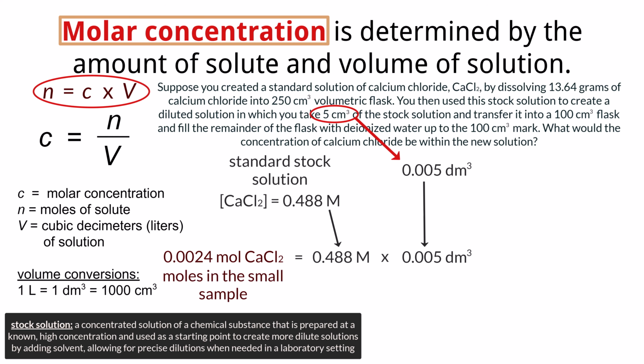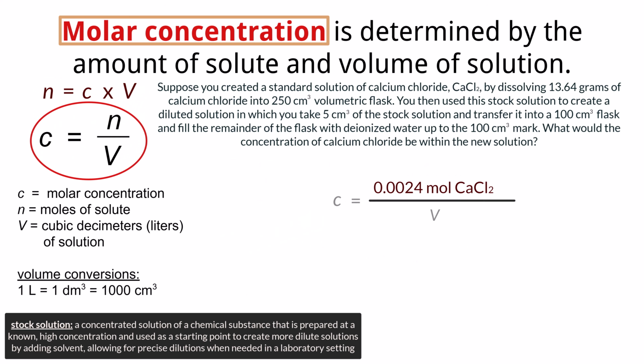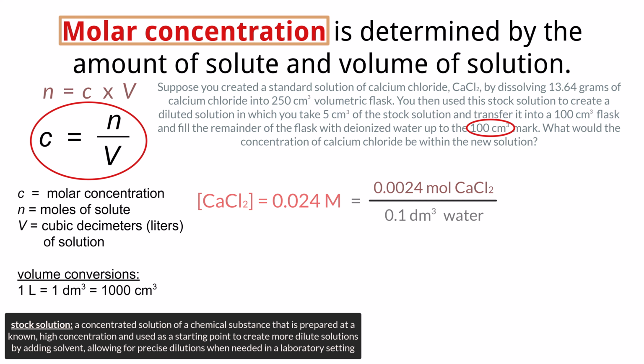When we dilute this sample with deionized water, the moles of solute does not change. So we can keep this value constant and use it to find the molar concentration of the new solution with the new volume. So we take our molar concentration equation and solve for C for the new solution. We take the moles of CaCl2, which is 0.0024, and divide by the new volume, which is 100 cubic centimeters, making it 0.1 cubic decimeters, and get a molar concentration of 0.024 moles per cubic decimeter for the new solution.